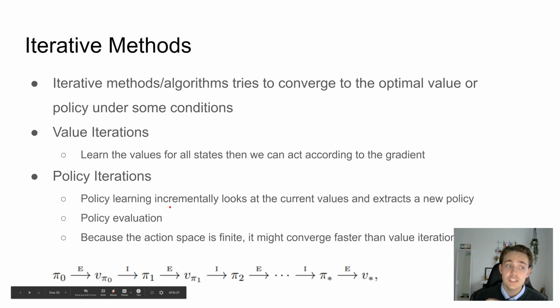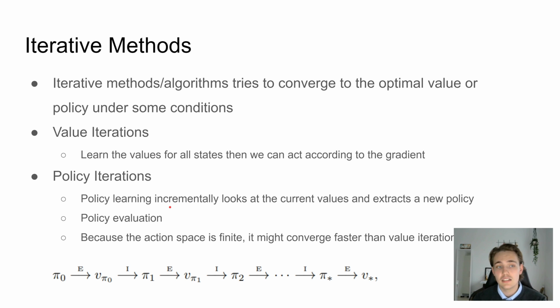So these iterative methods are where we're iterating through our environment and trying to learn the values for all the states, which can be really computationally heavy when we have a really large grid or a really large environment.